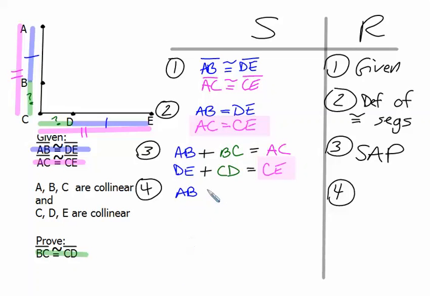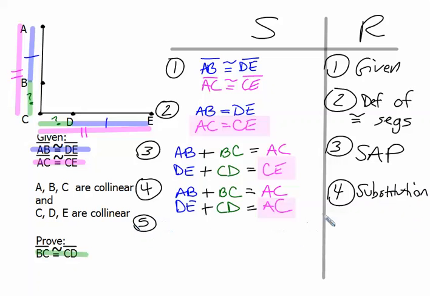So in step 4, I will rewrite the top equation exactly the way it was written. AB plus BC is equal to AC. On the second equation, I will rewrite the left-hand side identically. DE plus CD, but now we will replace the CE with an AC. It seems like a cool thing to do. And the reason we can do that is that we know since AC and CE are equal, we can use them interchangeably. That was substitution.